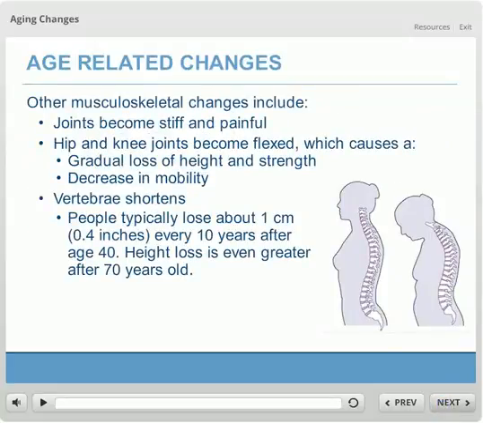Other musculoskeletal changes include joints become stiff and painful. Hip and knee joints become flexed, which causes a gradual loss of height and strength and a decrease in mobility. Vertebrae shorten. People typically lose about 1 centimeter, which is about 4/10 of an inch, every 10 years after age 40. Height loss is even greater after 70 years old.